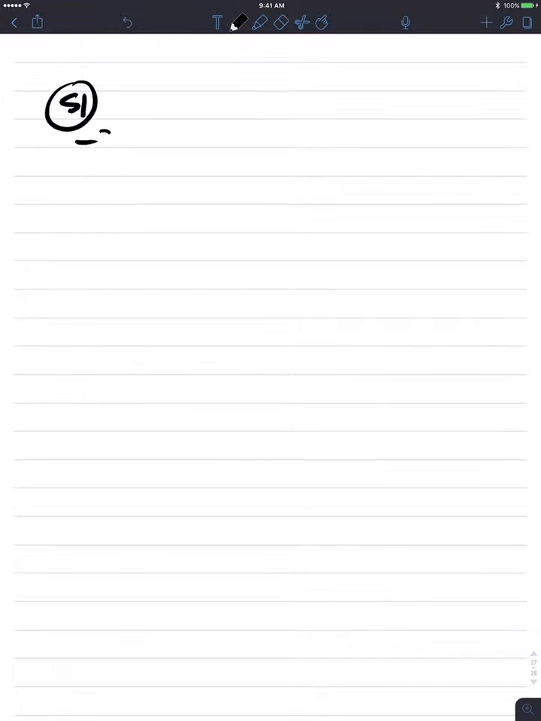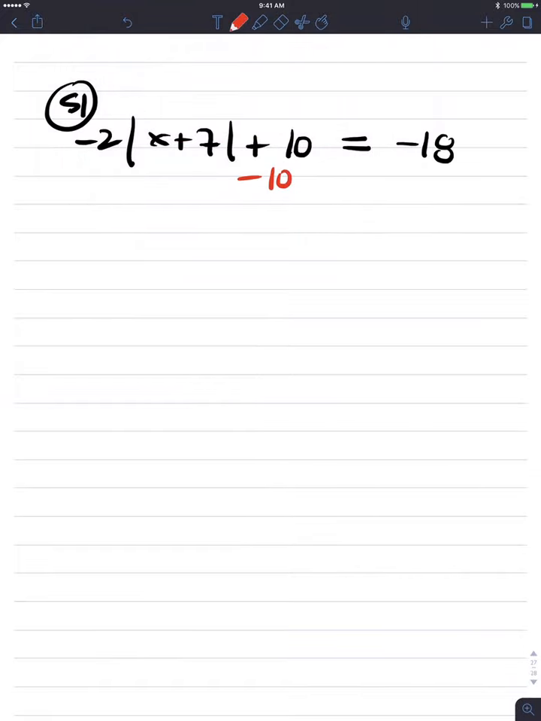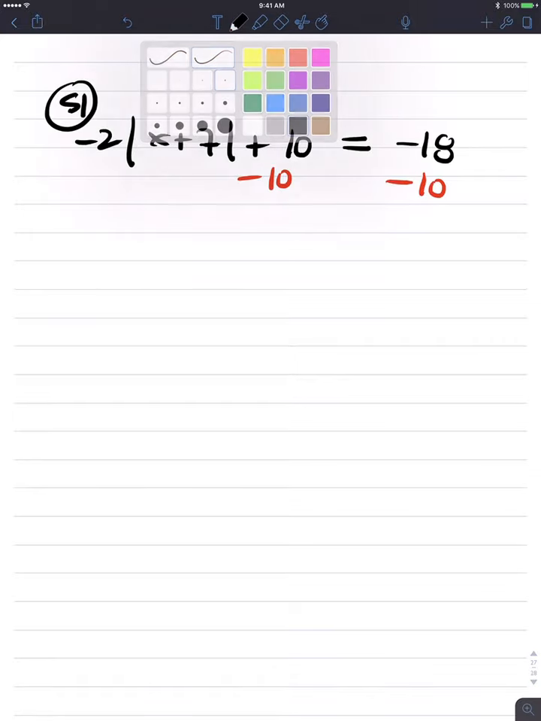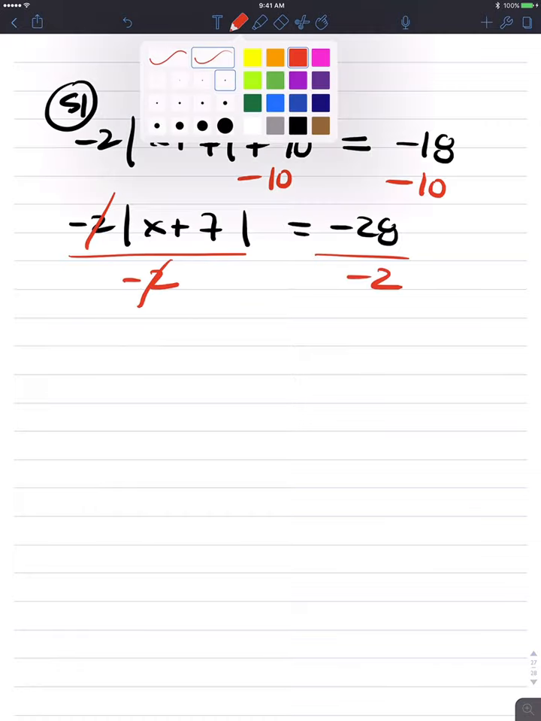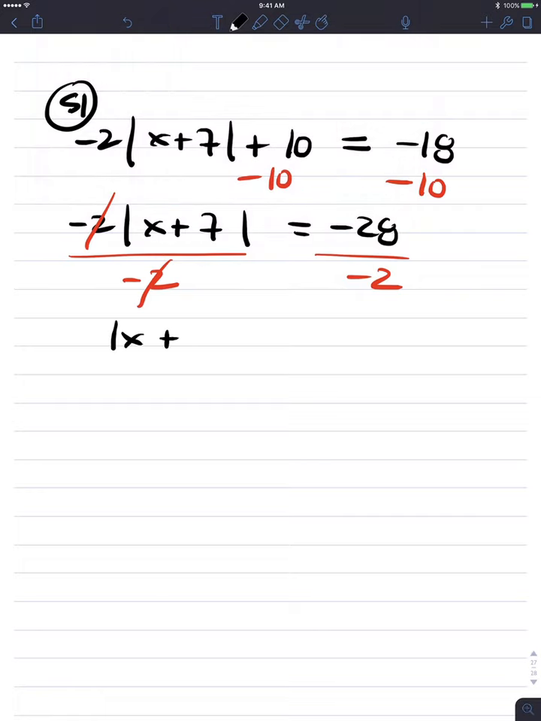Number 51, negative 2, absolute value, x plus 7, plus my 10 is negative 18. We need to solve for the absolute value. Subtract 10 from both sides. Negative 2, absolute value, x plus 7 is negative 28. Divide both sides by my negative 2. I get cancellation here. I end up with the absolute value of x plus 7 is 14.